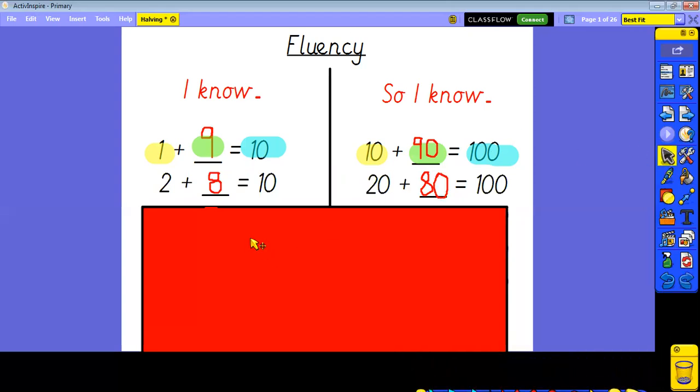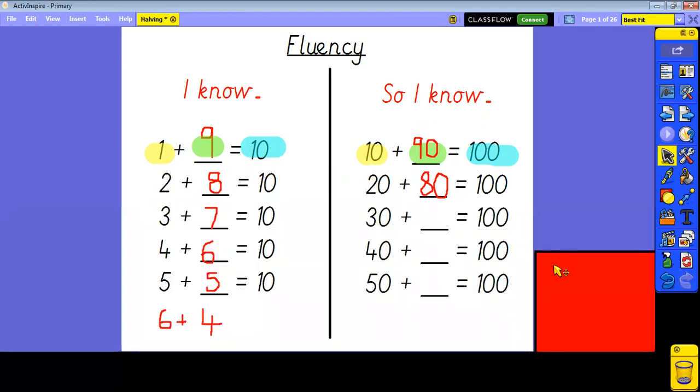Lovely. I'm just going to reveal the rest of these calculations because I think you get the idea now. And hopefully you can use the number sentences here with your number bonds to 10 to answer some questions about your number bonds to 100. Pause the video and have a go at using those related number facts to fill in the gaps, and then we'll go through the answers.